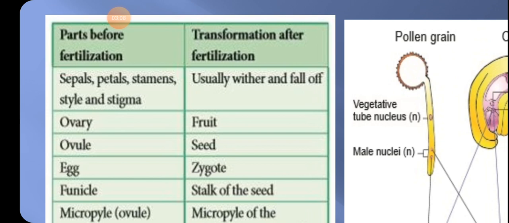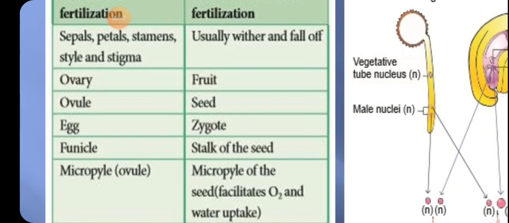The colorful petals and greenish sepals, the male parts, the stamens, and the female parts, the style and stigma, all usually wither and fall off. That is shedding from the flower. The next one is the ovary, the female pistil. At the bottom of the pistil, the ovary is a sac-like structure. Inside the ovary the ovule is present. That ovule gives the seed and the ovary gives the fruit. Inside the ovary, the ovule is converted into seed.